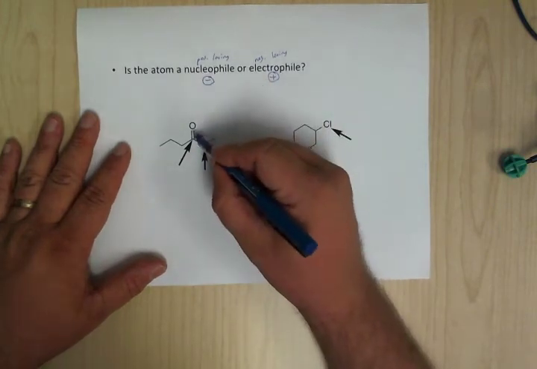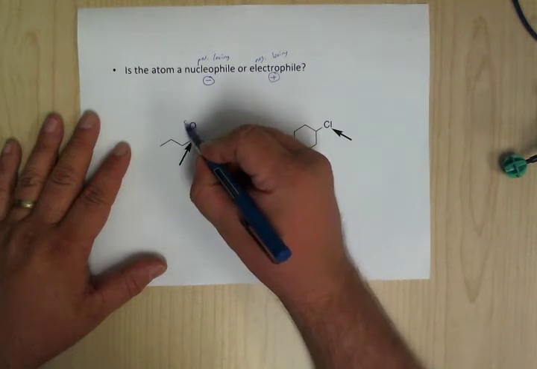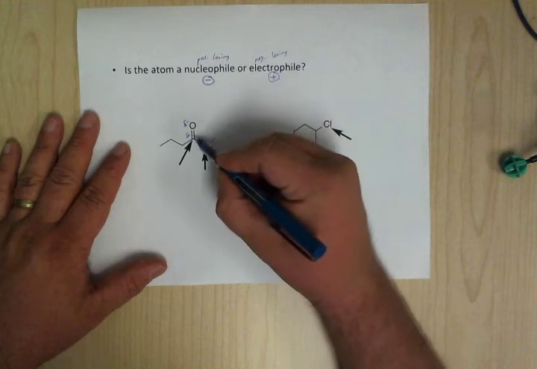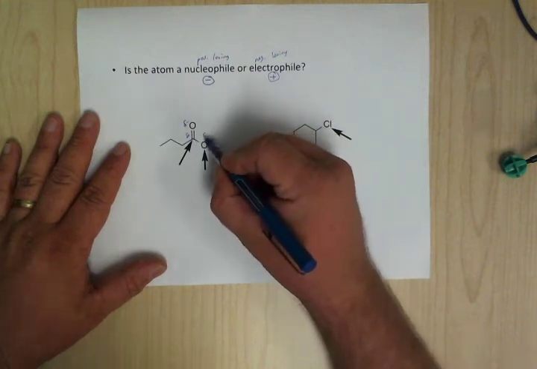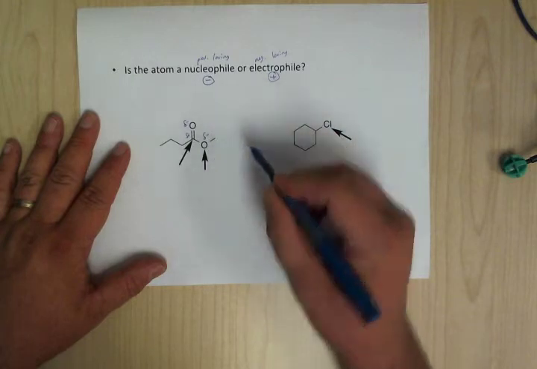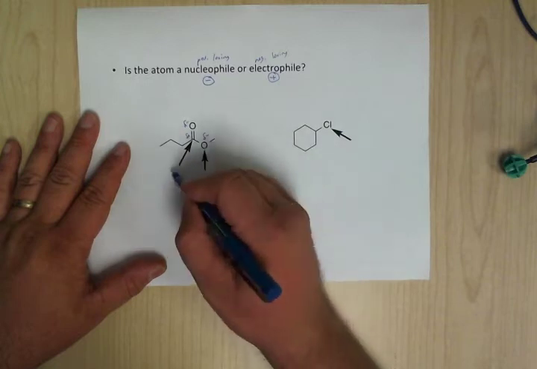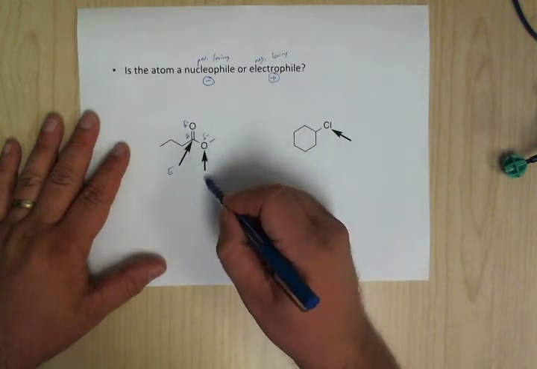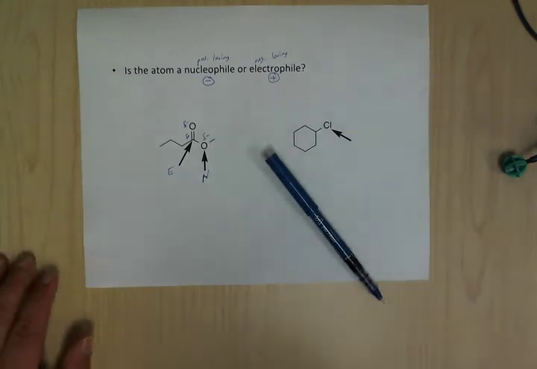So this bond here, which is more electronegative? The oxygen's more electronegative, so that's going to be negative, and the carbon positive. Same goes with this one. The oxygen's more electronegative, so that's going to be negative. So this carbon here has positive character to it, so it's going to be an electrophile. This guy has negative charge, so it's going to be a nucleophile.